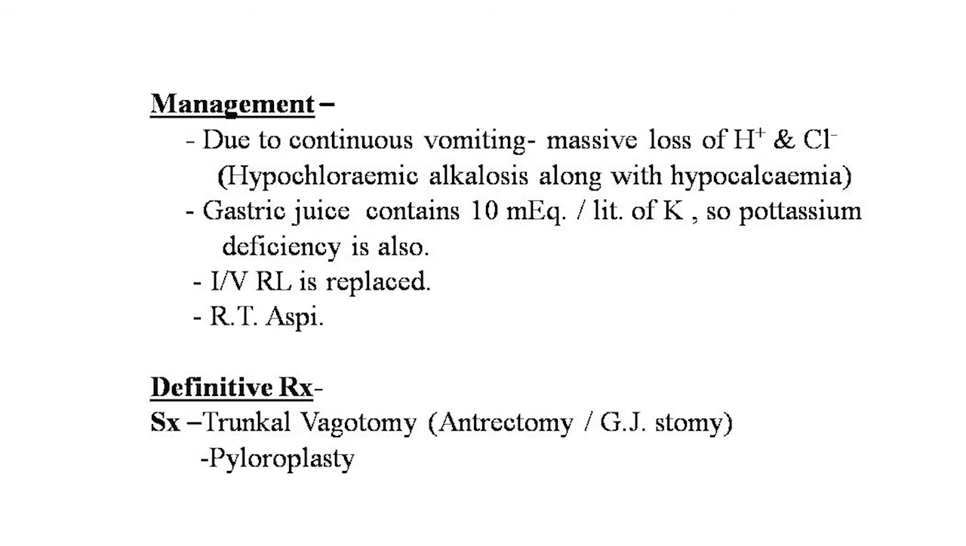Management: due to continuous vomiting, there is massive loss of chloride, causing hypochloremic alkalosis along with hypocalcemia. Gastric juice contains 10 milliequivalents per liter of potassium, so potassium deficiency is also there. That's why IV Ringer's lactate is replaced for this. Gastric aspiration. Definitive treatment is surgical, that is truncal vagotomy with gastrectomy or gastrojejunostomy, or pyloroplasty.